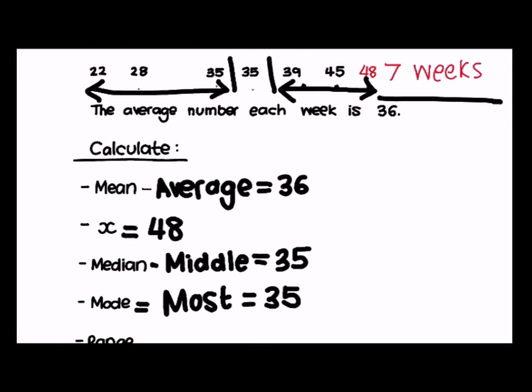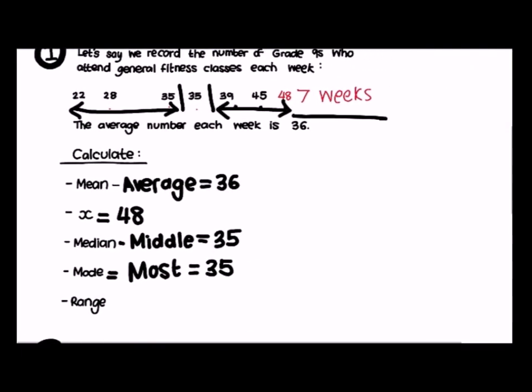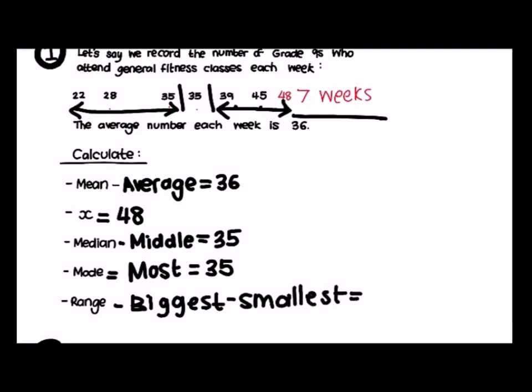And now the range is always the biggest value minus the smallest. I'm just going to jot that down quick. In this case, our biggest value is the x that we calculated, which is 48, and our smallest value is 22. And so we just do range: 48 minus 22 is 26.